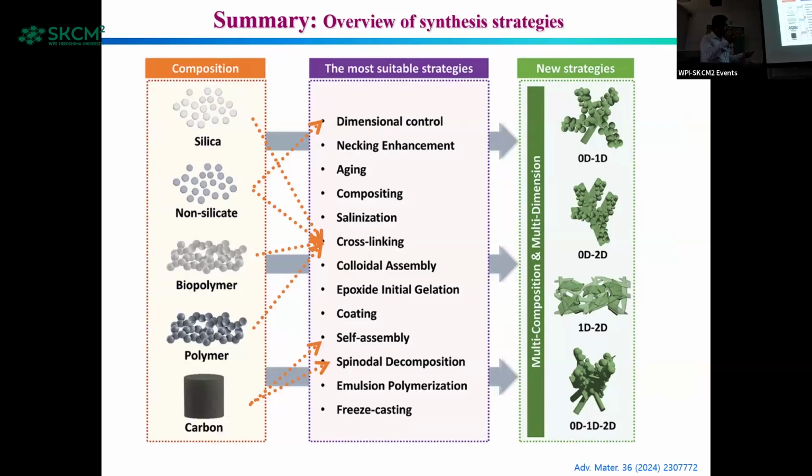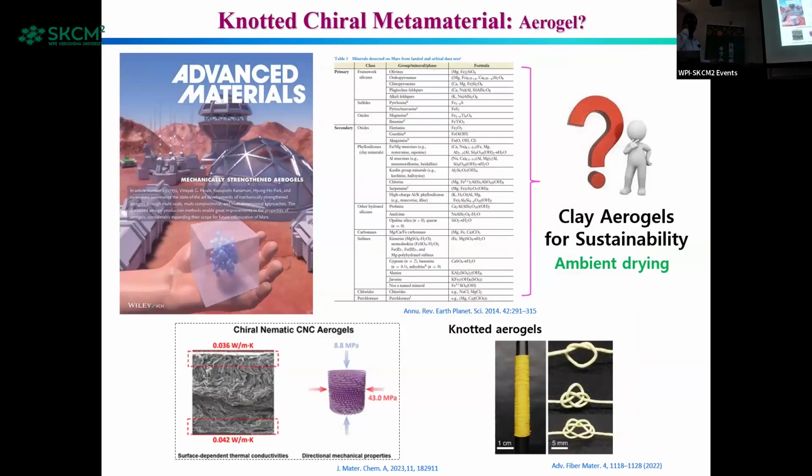There are different strategies to prepare the gel, and the present scenario is we have to use different dimensions. So you have to prepare 0D, 1D, 2D, or combinations such as 0D-2D and 1D-2D, depending on the type of application. So you can prepare multi-compositional, multifunctional and multi-dimensional aerogel by using these different strategies, playing with the sol-gel reaction or solution of the aerogel. You can prepare any kind of aerogel. So knotted chiral metamaterial, if we can say so, we can synthesize aerogel as a knotted chiral metamaterial.